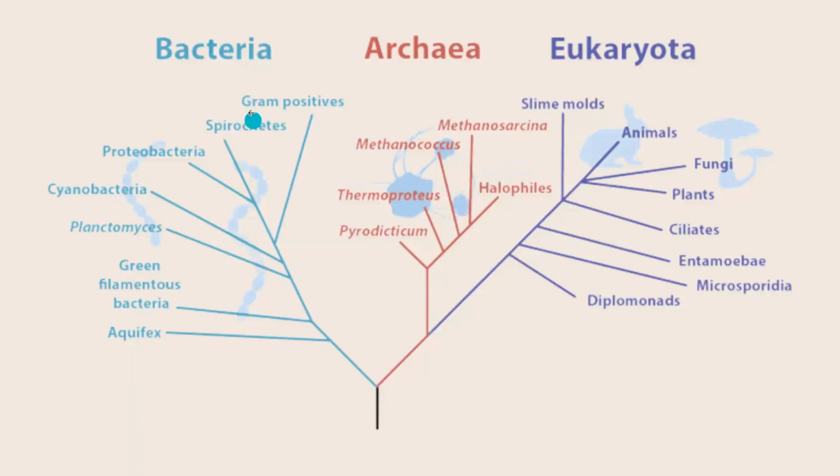So on the bacteria branch, we can say we have gram-positives, spirochetes, proteobacteria, cyanobacteria, planctomyces, green filamentous bacteria, and aquifex. And these are all single-cellular organisms. Same for archaea, they're single-cellular. They include pyrodictium, thermoproteus, methanococcus, methanosarcina, and halophiles. For eukaryotes, there are single-cellular and multicellular organisms. In microbiology, we just focus on the single-cellular organisms. These would include fungi and algae.